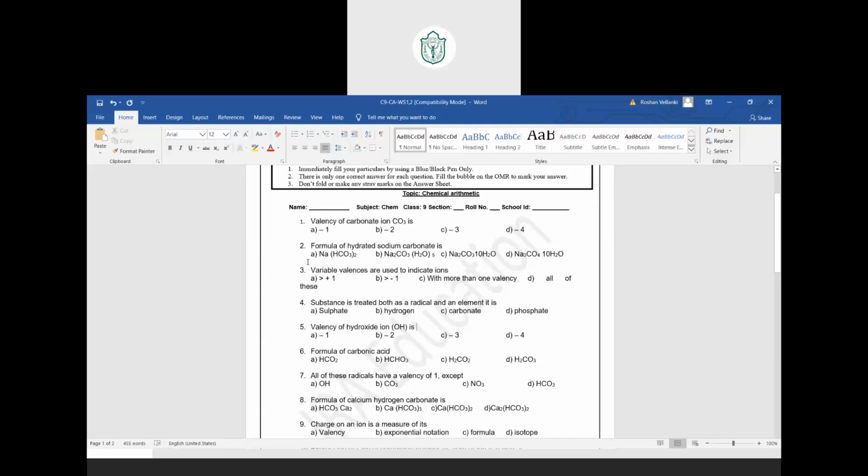Next, third one, variable valencies. Yeah, correct, Abhiram. Look at the options and send your answer. Variable valencies are used to indicate ions with more than one valency. In general, simply, more than one valency, right? That's the correct definition for variable valencies. Variable valency means more than one valency. Option C is the correct answer.